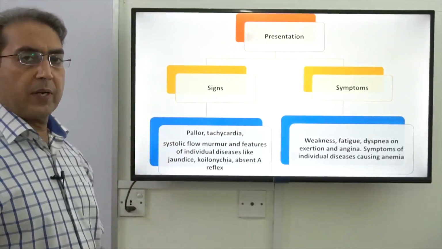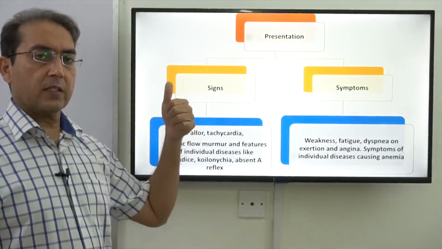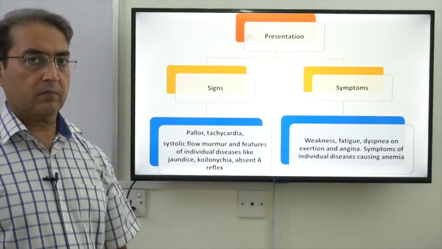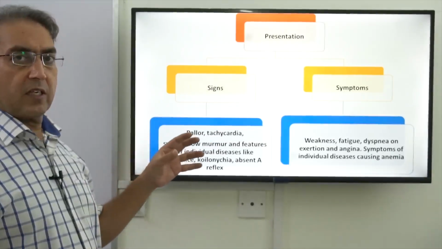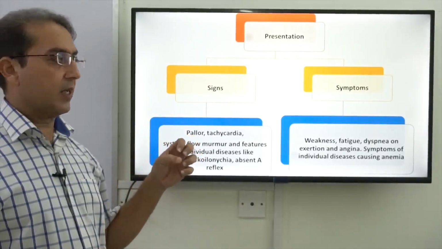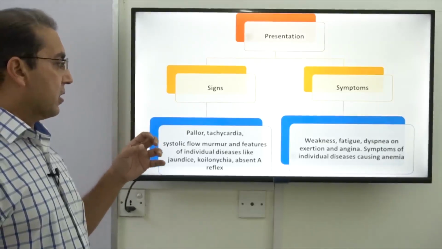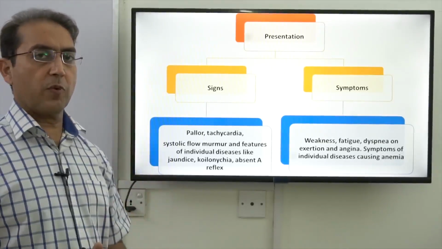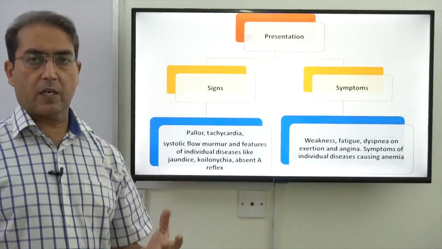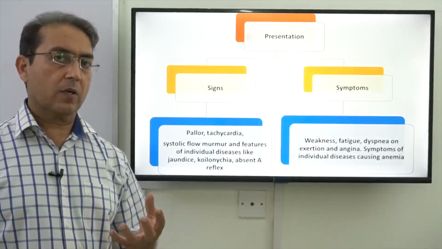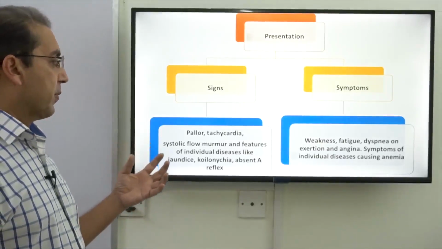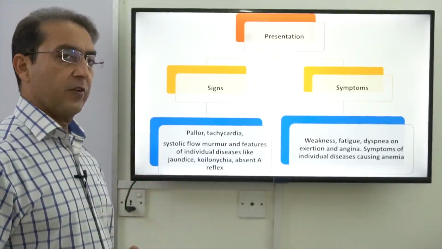The signs when you examine, as we saw, the first sign is that the patient may have mucosal pallor. The patient may have tachycardia because the heart starts compensating and the heart rate starts rising. There may be systolic flow murmurs because of a high cardiac output and high flow of blood through the heart. We may have a functional murmur, and there may be features of the individual disease.